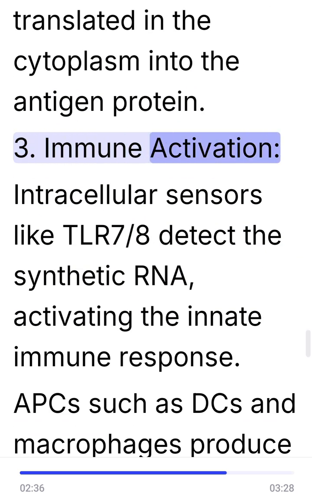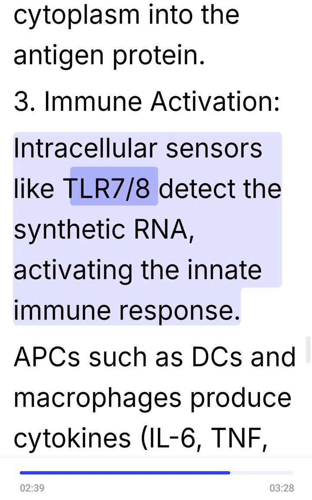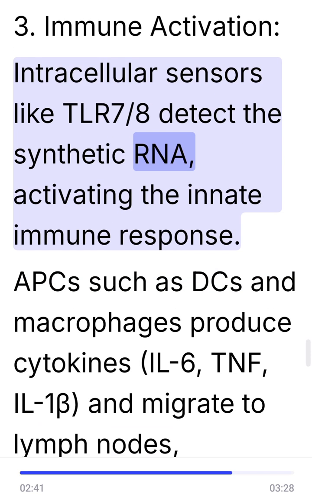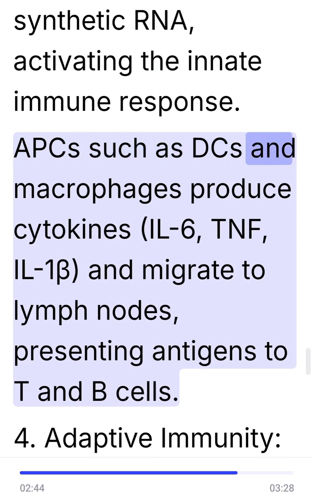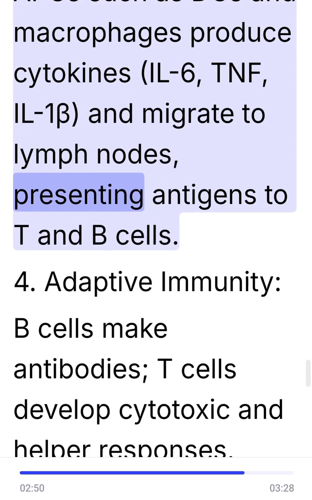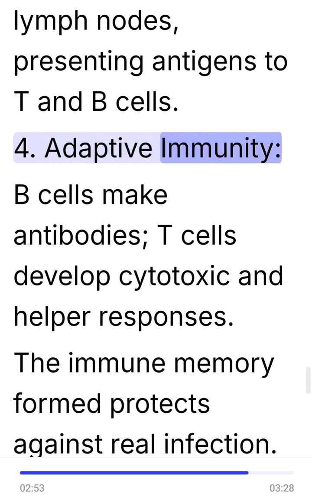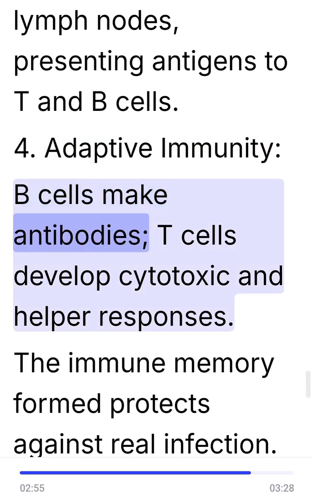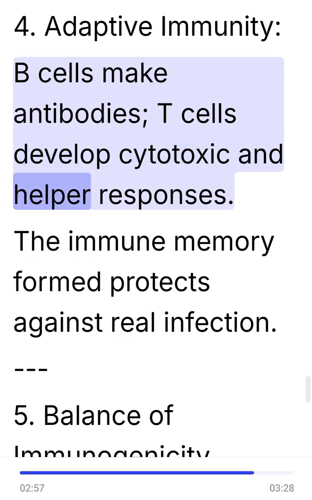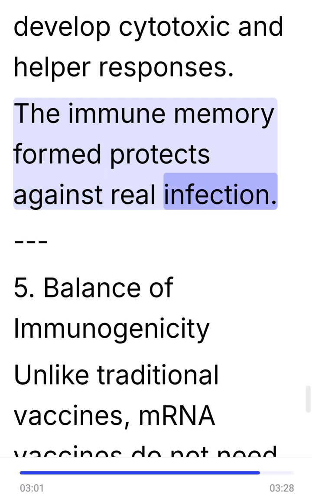3. Immune activation. Intracellular sensors like TLR7/8 detect the synthetic RNA, activating the innate immune response. APCs such as DCs and macrophages produce cytokines IL-6, TNF, IL-1 beta, and migrate to lymph nodes, presenting antigens to T and B cells. 4. Adaptive immunity. B cells make antibodies, T cells develop cytotoxic and helper responses. The immune memory formed protects against real infection.